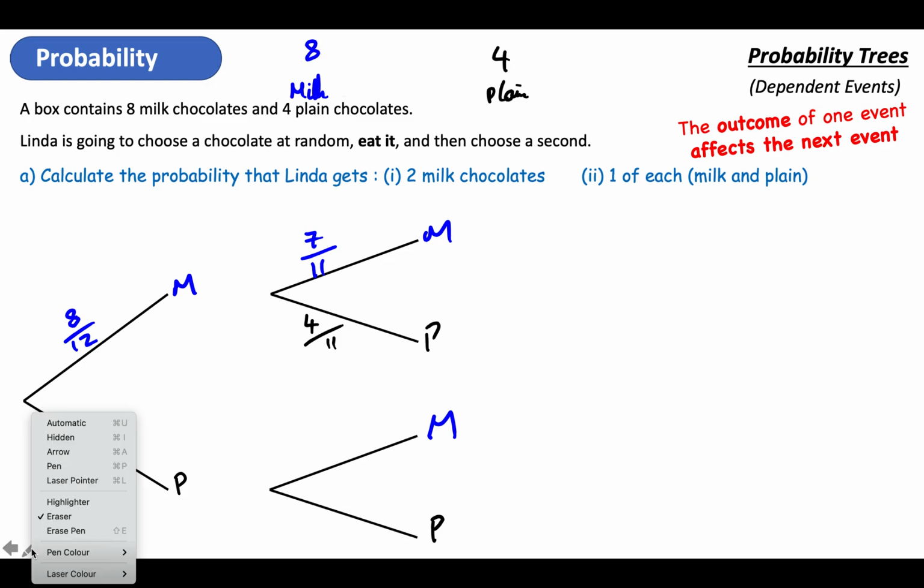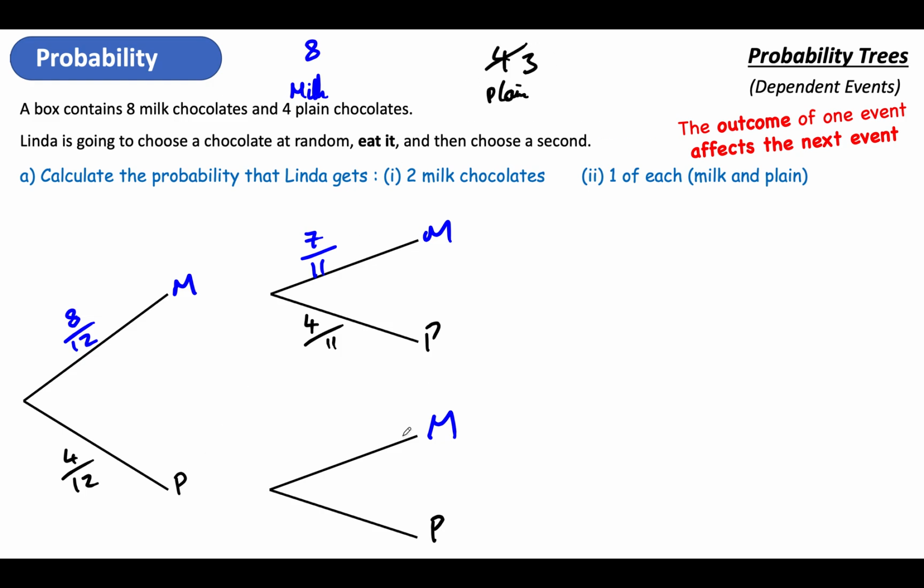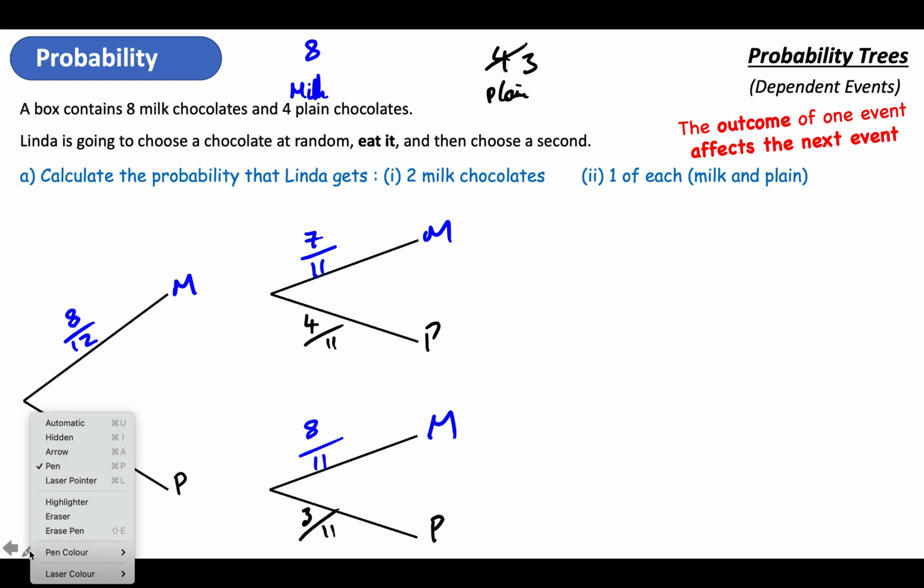Let's say that actually the first time out, I selected a plain chocolate. I came across this bottom branch, I selected a plain chocolate, so now there's 1 fewer plain chocolates. So 4/12 plain. Now, what's the probability of plain now? Well, now there's only 3 of them out of 11 because there's 1 fewer. But the milk chocolates in this case would be still 8, but out of 11. It's 1 fewer chocolates, but there's still 8 milk because I came down this way. Remember, each branch is like a pathway to an eventuality, an outcome, and there are 4 different outcomes at the ends. Let's just change to a red pen now, and let's start answering the question.